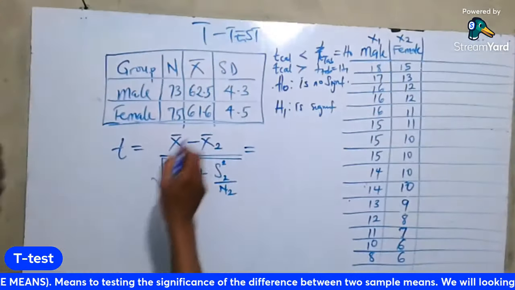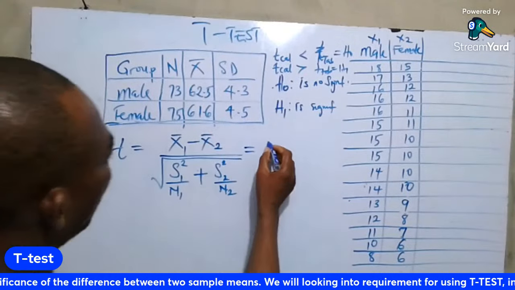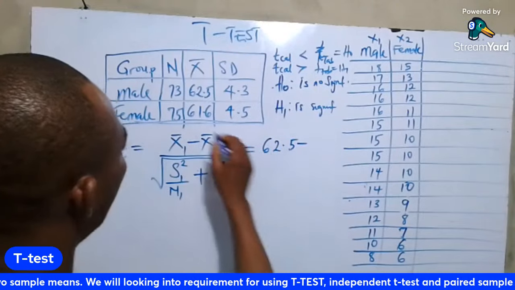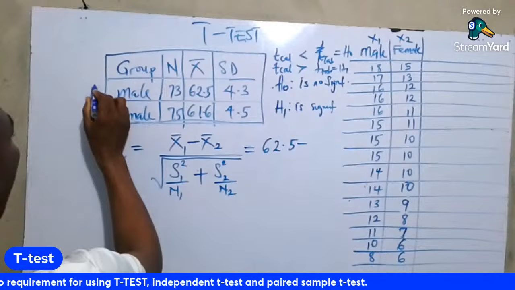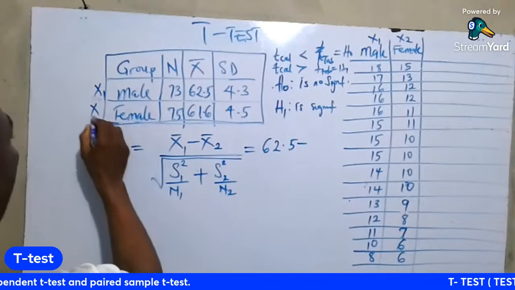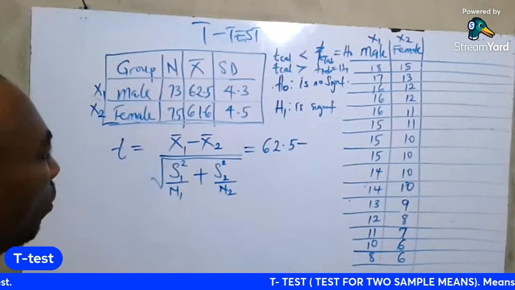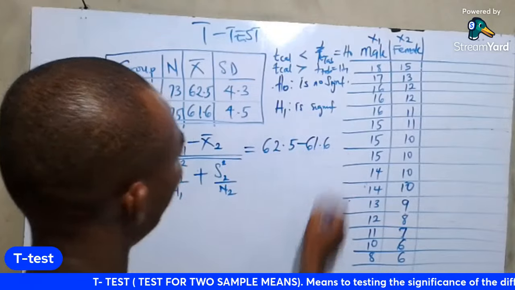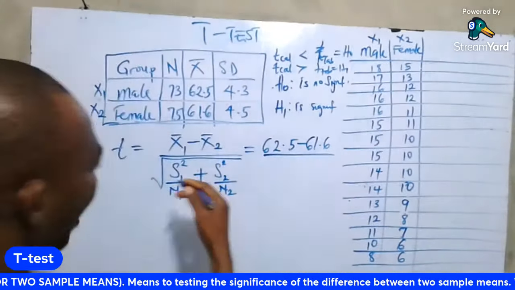So the mean for the first one, if you look at it, this is the mean now. The mean for the first one is 62.5 minus the mean for the second one. So that means I'm taking male as my X1 and female as my X2. That is the first group, and this is the second group. So minus 61.6. Now let's take this away from each other, and let's come back here now.